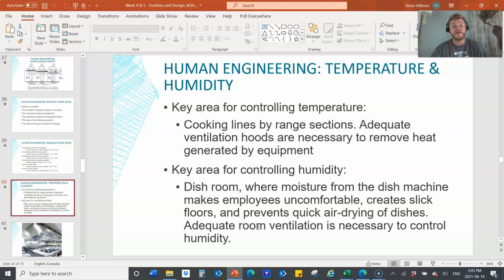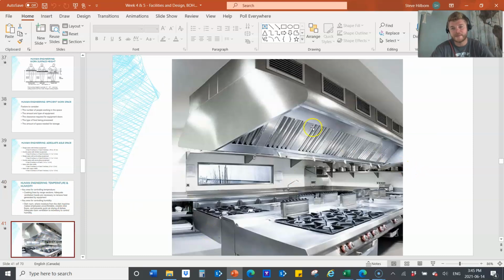And then also humidity, which is the dish room. When people are wet and they're working in a wet environment, it's not really great for them, as well as it creates a very unsafe environment. So quick air drying areas, great room ventilation, vents as well, and moving air will be very useful in that. And these are the hood vents that we speak about so very often that are probably $3,000, probably $4,000 a foot now, as prices just keep going up.